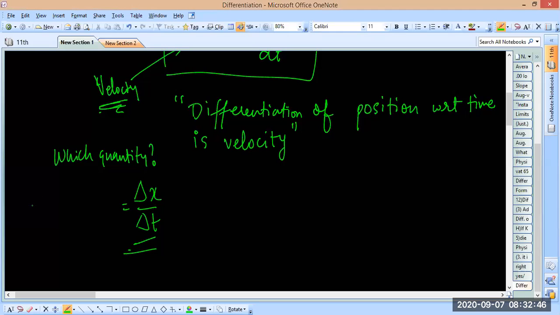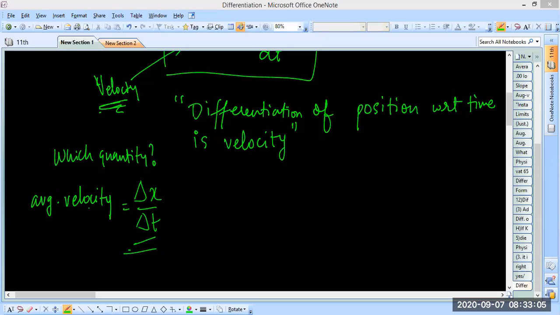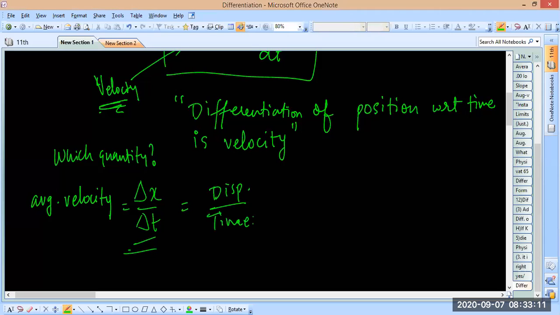The correct answer is average velocity and nothing else. There is no other correct answer, right? This is the only correct answer. Average velocity. I told you what this quantity is, right? Some of you said this is displacement upon time interval. Correct. But what is displacement upon time interval called? This is average velocity.